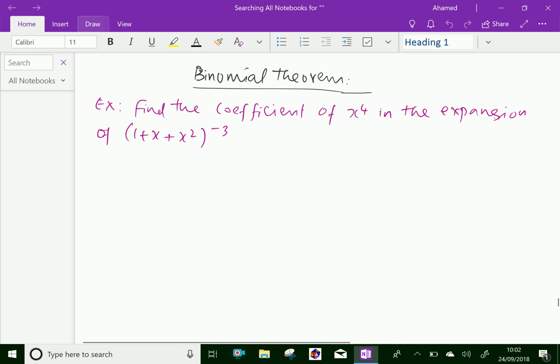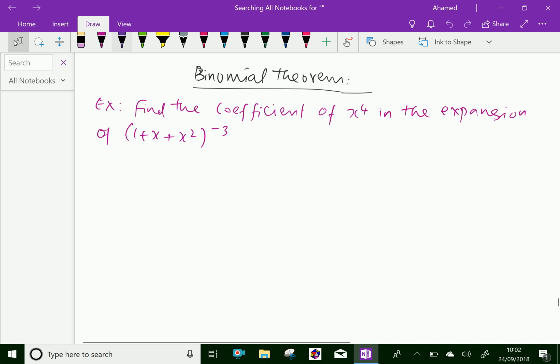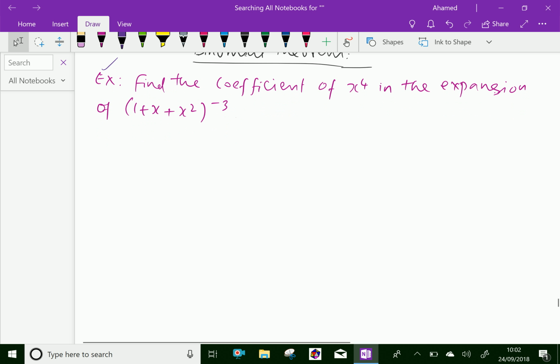Look at this example. Find the coefficient of x power 4 in the expansion of (1 + x + x²) power minus 3. Now, let us write the expansion first here.